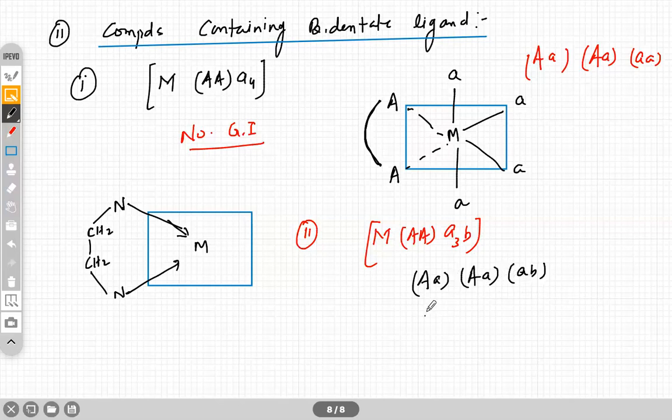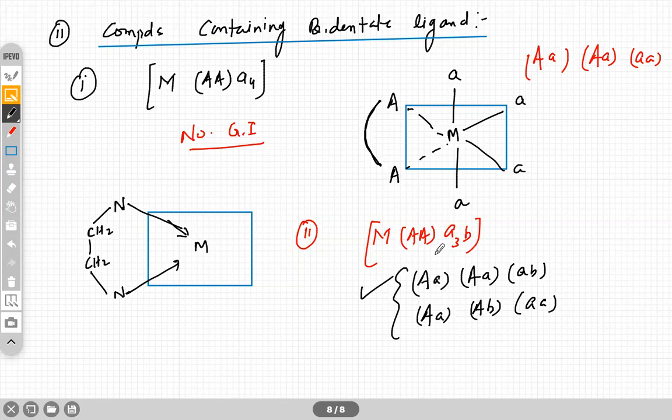Okay. Another one is what? AA we write as it is. With A we'll write down B, and then AA, and we do not have any other possibilities. So 2 GI are possible for this one.